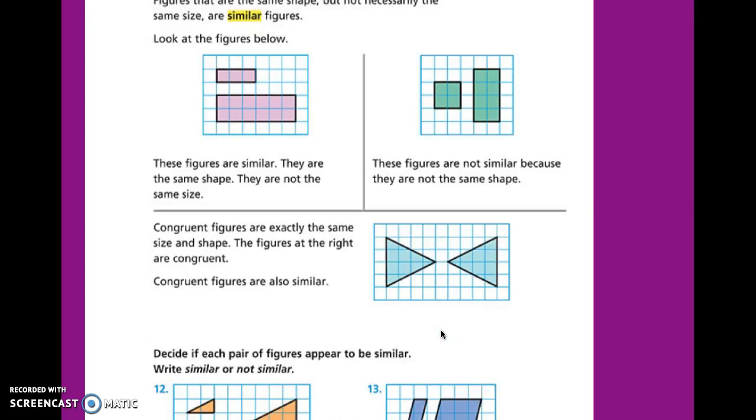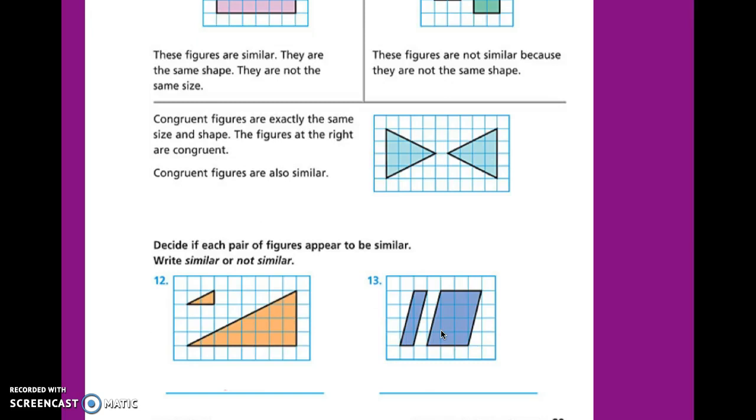So let's go ahead and look at a couple of examples here. It says the shapes of each pair of figures appear to be similar, right? Similar or not similar. So again, similar are the same shape but different sizes. So go ahead and decide for number 12 there if you think this shape is similar or not similar. If you said similar, you were right.